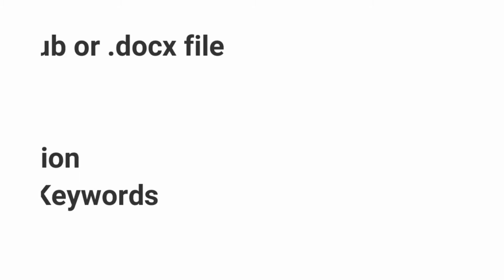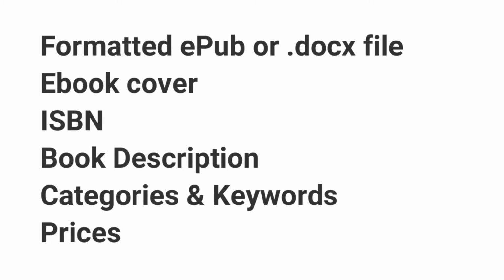All right, so my MO with these videos that I post is to keep them short, sweet, and to the point. The extra fluff that is on other videos really annoys me, so I'm just going to hop right into the tutorial. If you're watching this because you're planning to upload your book soon, or you're literally trying to upload it right now and you have me up on the other screen, these are the elements that you need to have with you before you go to upload your file, okay? First you need your formatted ePub or .docx file. You need your ebook cover, your ISBN, your book description. You should know the categories and keywords you're going to be inputting, and you should know your prices.